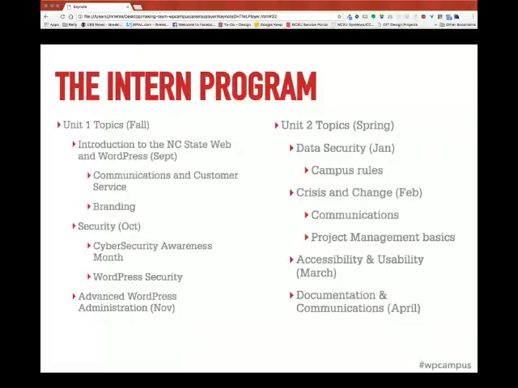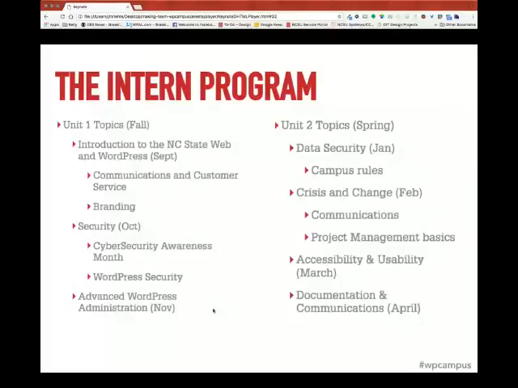When they start, we obviously do some introduction to NC State in general and our web environment, branding. Our cybersecurity awareness month is in October, so you can start to see where a lot of this stuff ties back to the way that our campus runs things. Like we have another security month in February usually, so that's another time that we focus on security.